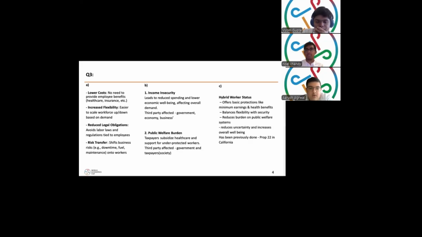Part C. To reduce the negative externalities of classifying sharing economy workers as independent contractors, a hybrid employment category can be introduced. It offers basic protections like minimum earnings, healthcare stipends, and insurance while keeping flexibility for both workers and platforms. California's Proposition 22 is one example. It allows companies like Uber to treat drivers as contractors but mandates benefits like minimum pay during active hours and healthcare support. This model stabilizes incomes, reduces pressure on public welfare, and internalizes social costs while still preserving the platform economy's efficiency and scalability.